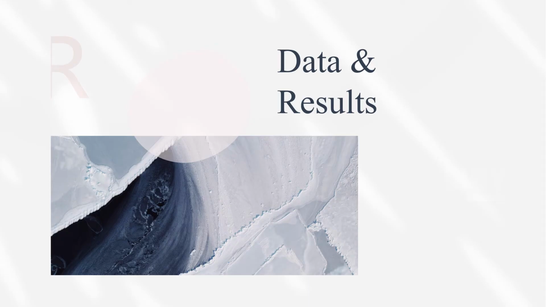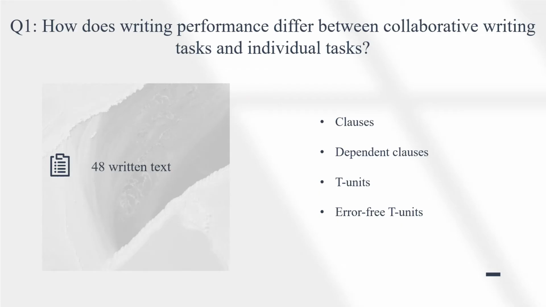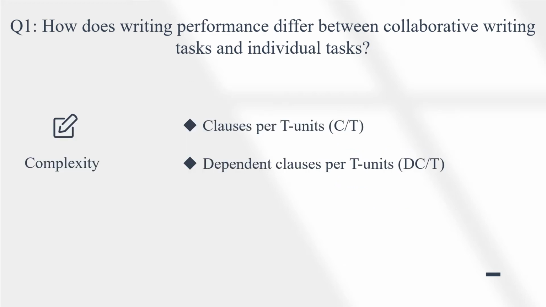Now let's talk about data and results. The 48 written texts were coded and analyzed in terms of complexity, accuracy, and fluency levels to investigate their performance differences between collaborative writing and individual writing. The texts were coded into clauses, dependent clauses, T-units, and error-free T-units. Complexity refers to the ability to use a variety of vocabulary and structures in English. It was measured by clauses per T-unit and dependent clauses per T-unit.